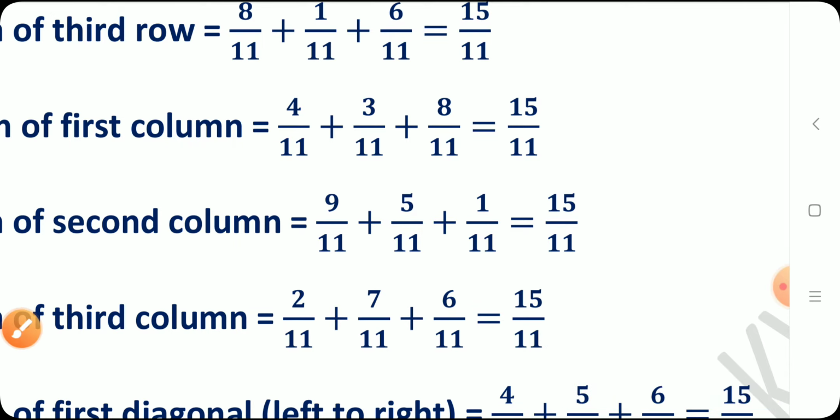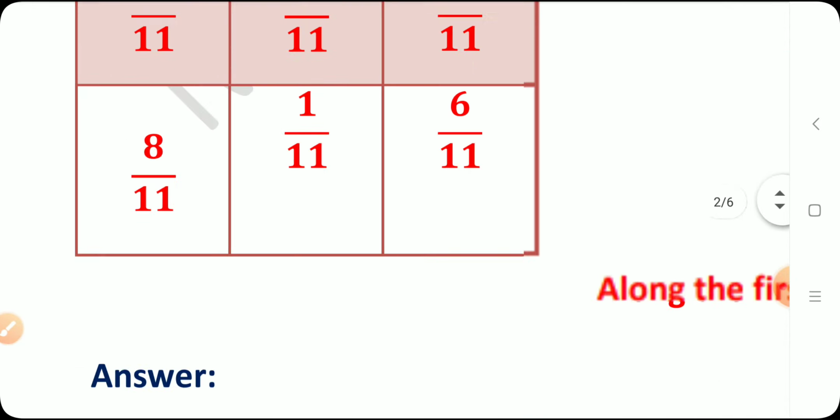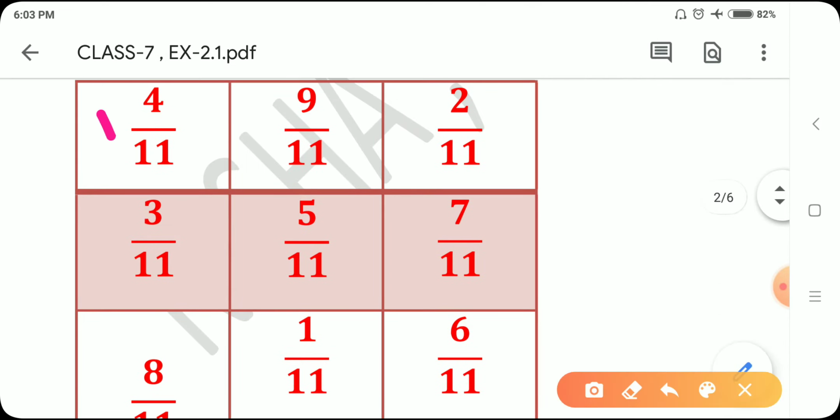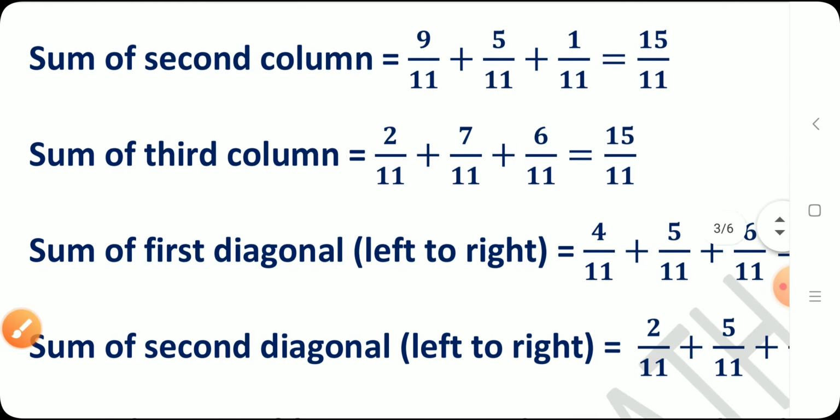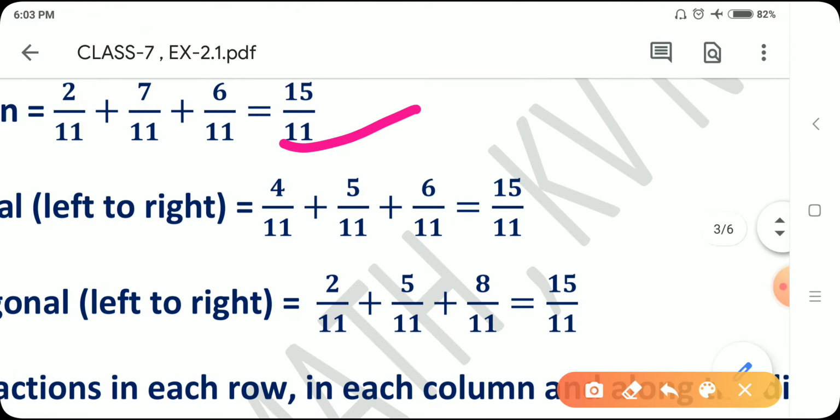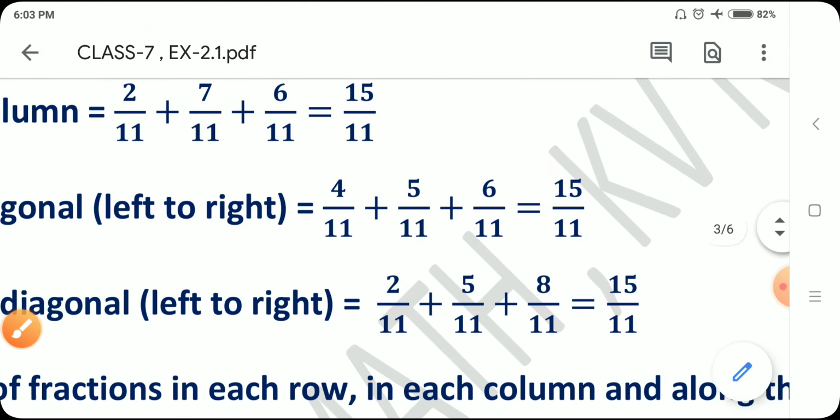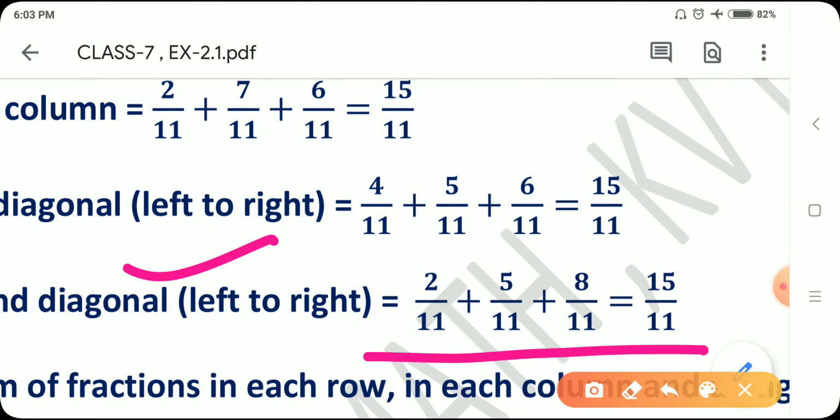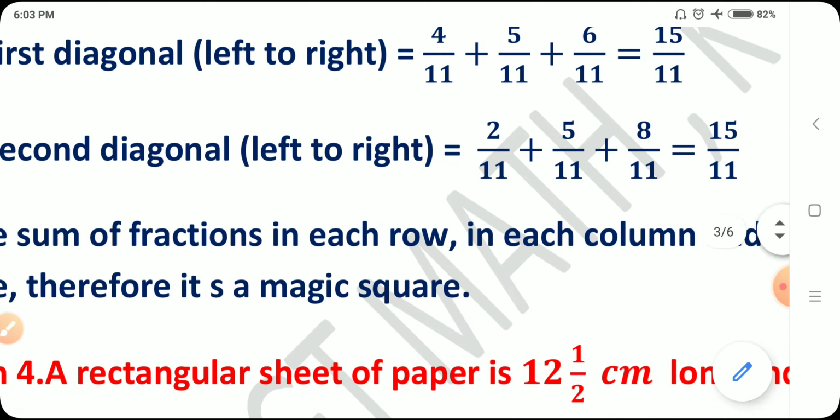Now check the diagonal. Diagonal wise, the numbers in the diagonal are 4 by 11, 5 by 11 and 6 by 11. Your sum will be 15 by 11. In the same way, for the second diagonal you will see 15 by 11. You see that the sum along each row, column and diagonal is 15 by 11. Therefore, it is a magic square.